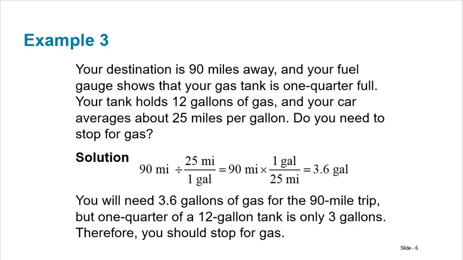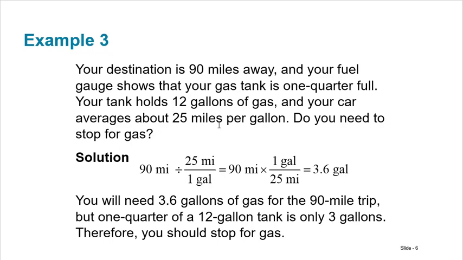So here's another one. Your destination is 90 miles away. Your fuel gauge shows that your gas tank is 1/4 full. Your tank holds 12 gallons of gas, so if it's 1/4 full, you really only have 3 gallons of gas left, and your car averages about 25 miles per gallon. Do you need to stop for gas? Well, if you've got 3 gallons and you can do 25 miles per gallon, then 3 times 25 tells me I can only do 75 miles, and yep, I better get gas.